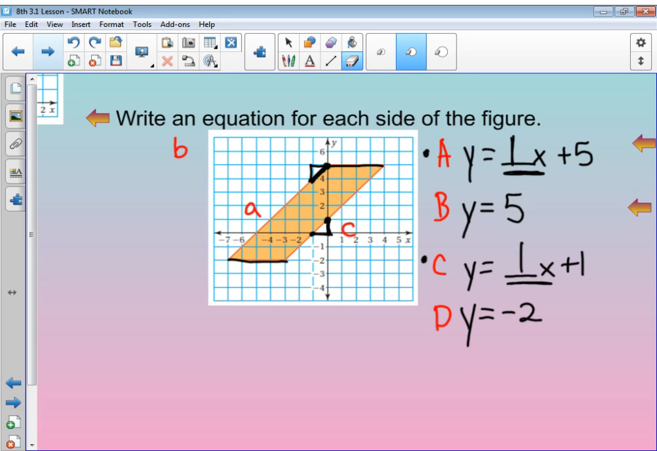So what I would like you to do for your homework is to finish out page 55 and then also do letter A on page 56.